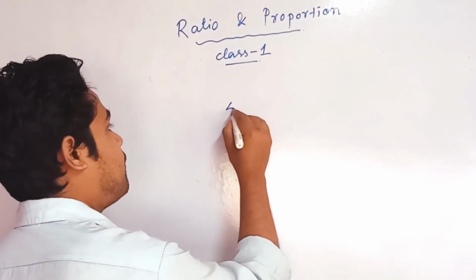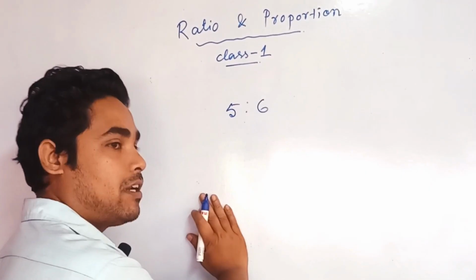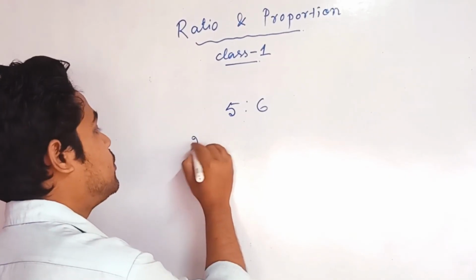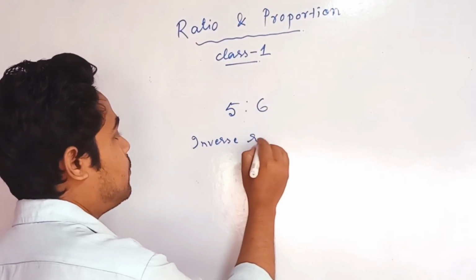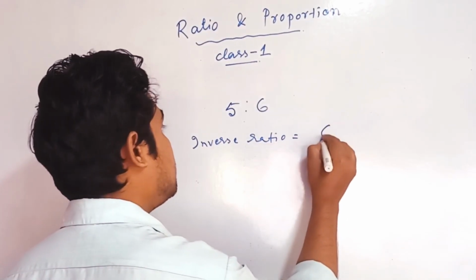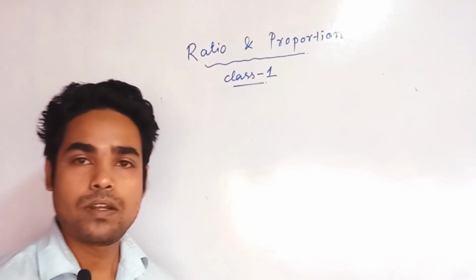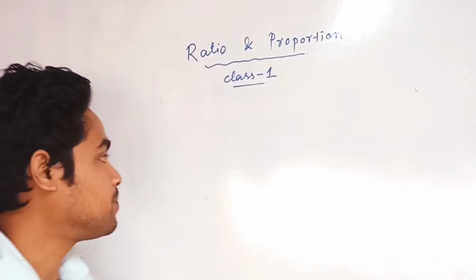Again, I am taking that ratio 5:6. If the question is to find out what is the inverse ratio of 5:6, then what is the inverse ratio? Inverse ratio will be 6:5. That means inverse of these two numbers. Okay. Now we will understand what is compound ratio.